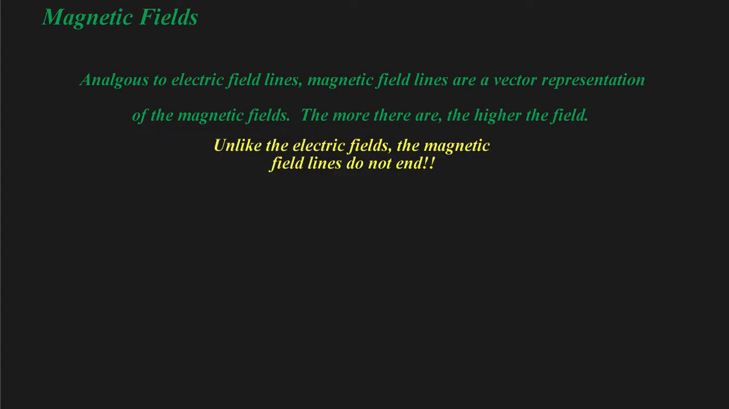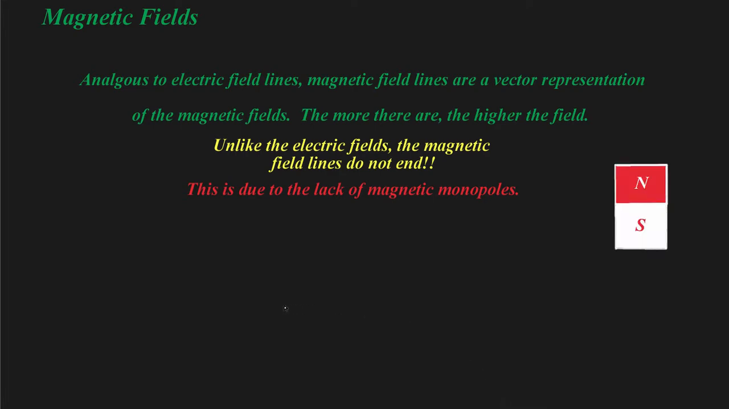Now, unlike electric field lines, the magnetic field lines do not end. The reason is that we don't have magnetic monopoles. Let's take a look at this magnet here. There's going to be a north and a south pole to the magnet. Even if you were to cut it in half, you would create new north and new south poles. And basically what would happen here is you would have magnetic field lines coming out of the North Pole, but then back into the South Pole, so they never end.